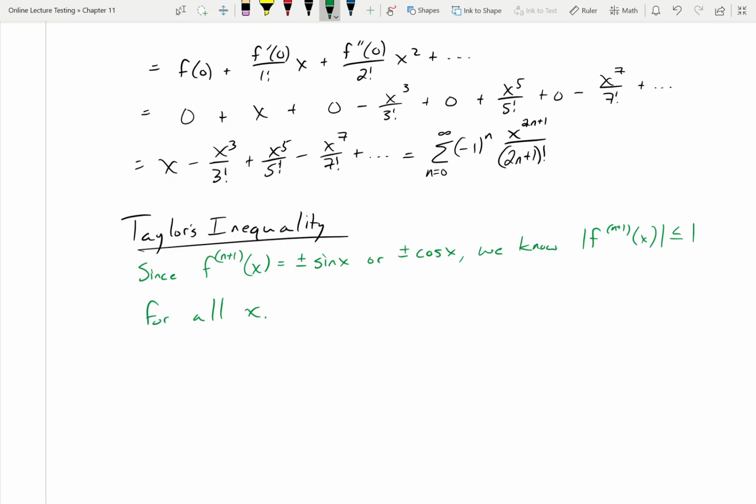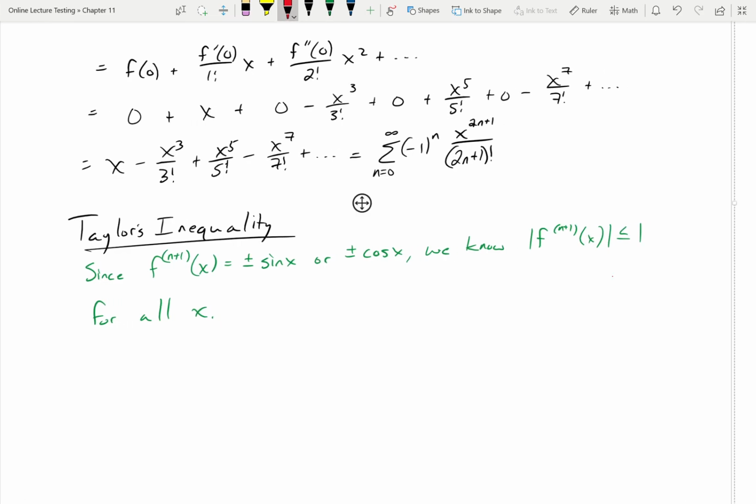So what's the biggest number that we're ever going to get out of this? Well, sine and cosine both fluctuate between negative 1 and 1. So if we take the absolute value of it, it's always going to be less than or equal to 1, no matter what value of x we throw in there. So this means we have our big M, and the nice thing is this is for all x. So let big M equal 1.